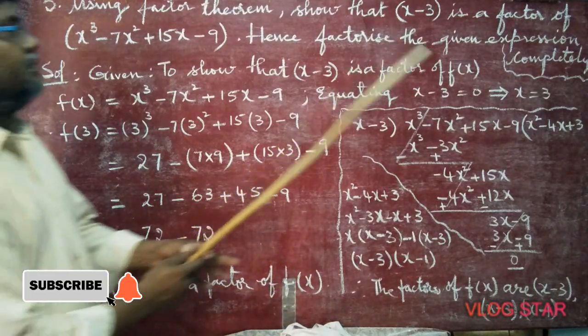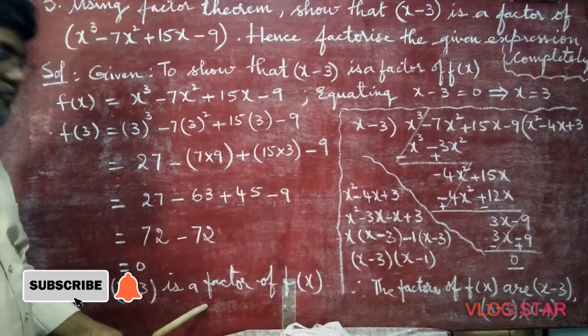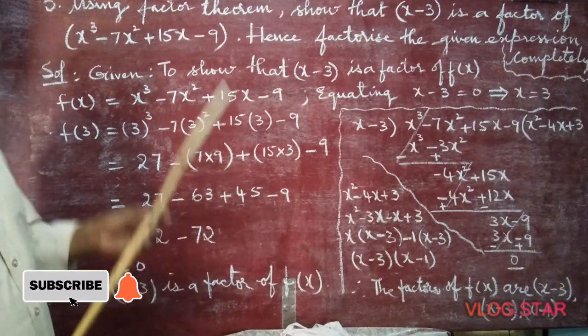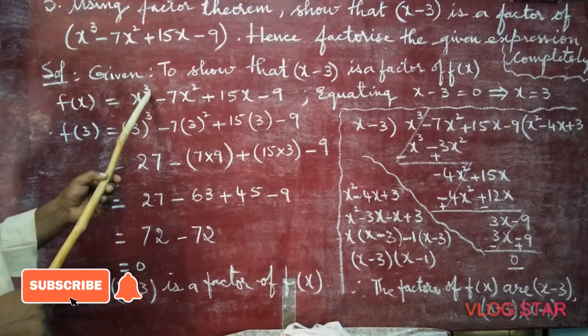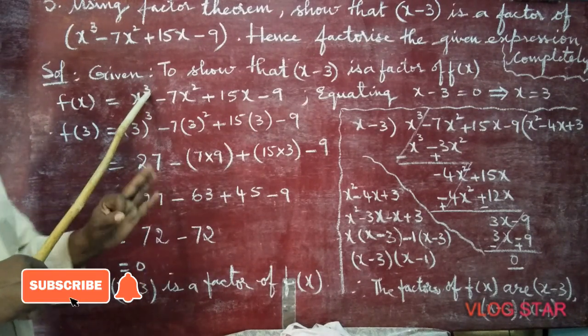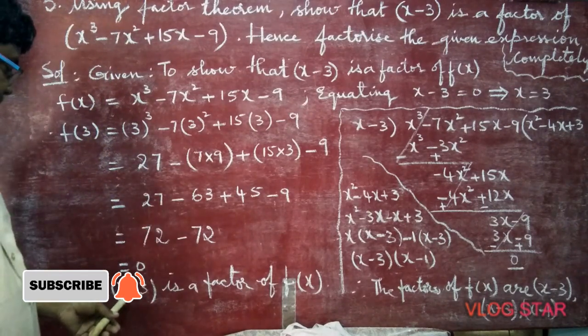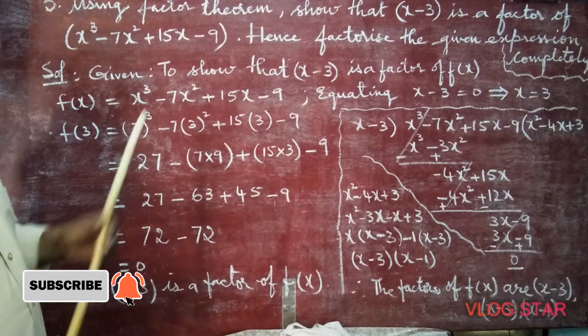Now they asked to factorize completely. Only one factor we got. You may have a doubt how many factors we will get. This is a cubic expression, power 3 is there. So 3 factors will come. Already one factor we got, 2 more factors are there to find.